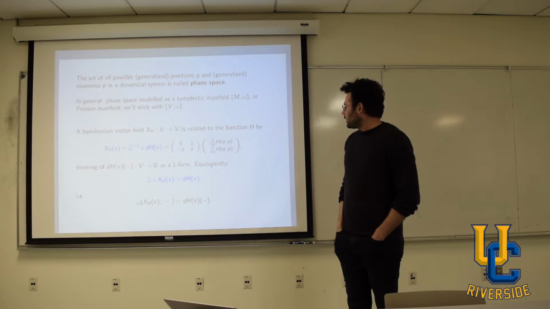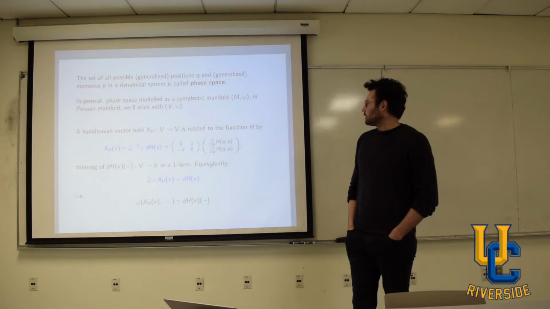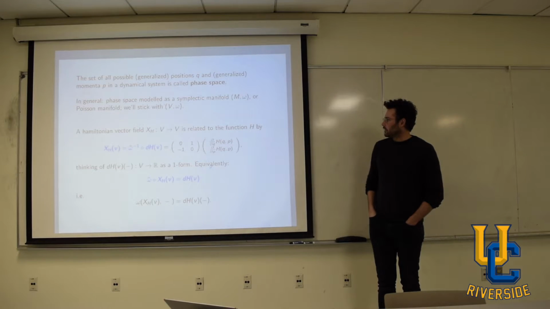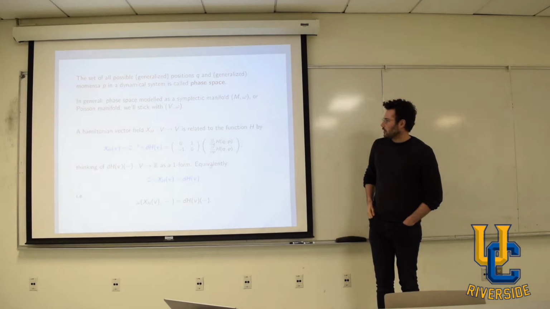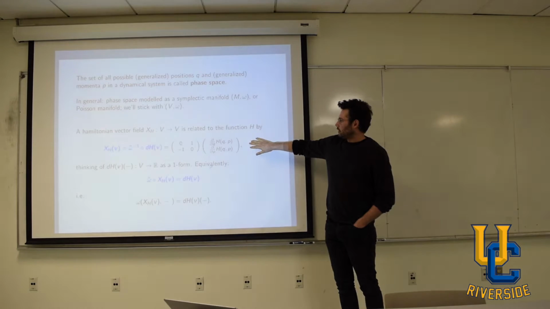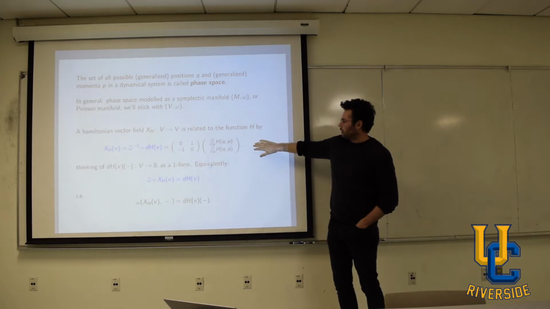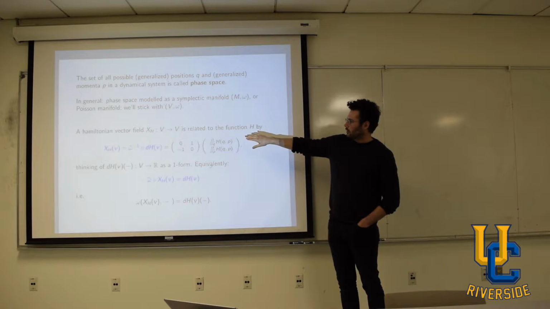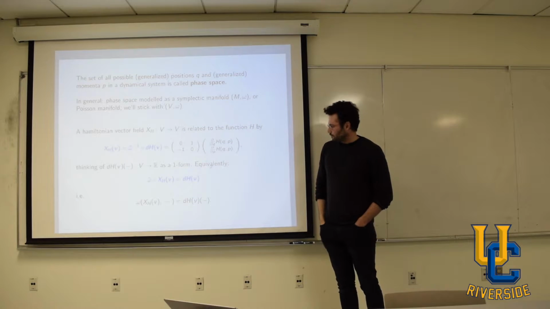The defining relationship between the Hamiltonian function and the Hamiltonian vector field is given by the symplectic structure. So I just wrote again the equation from before, and now in blue I've highlighted the relationship between the vector field X_H and the differential of the Hamiltonian function H.